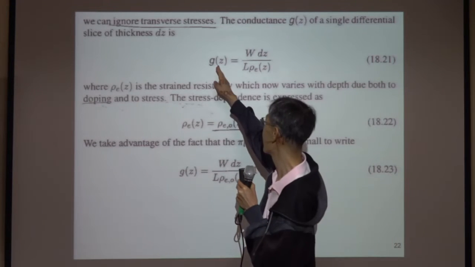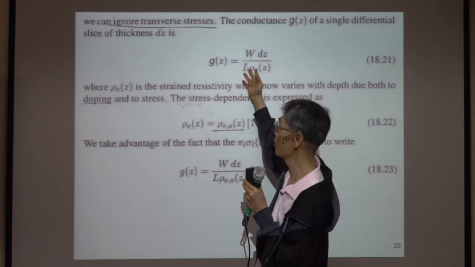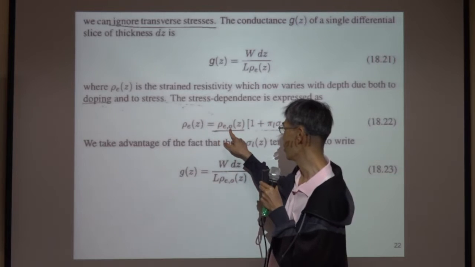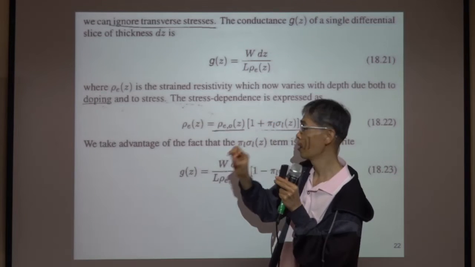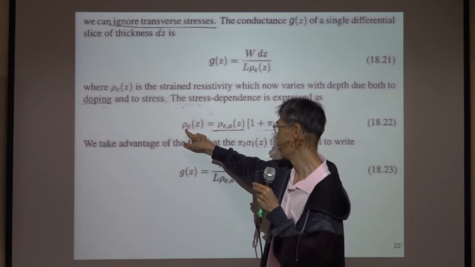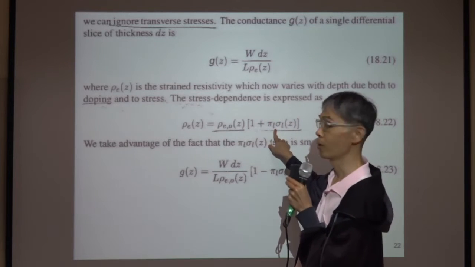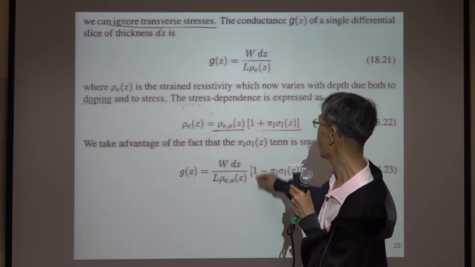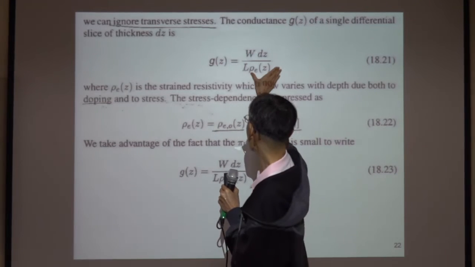So this is conductance. Conductance equals W dz over L rho E. We have seen this one already. Then rho E0 means this is the resistivity under zero stress. This one is the mean resistivity with stress, and pi L is the piezoresistive coefficient. So we have this term. Then rho E, you can put this one here.